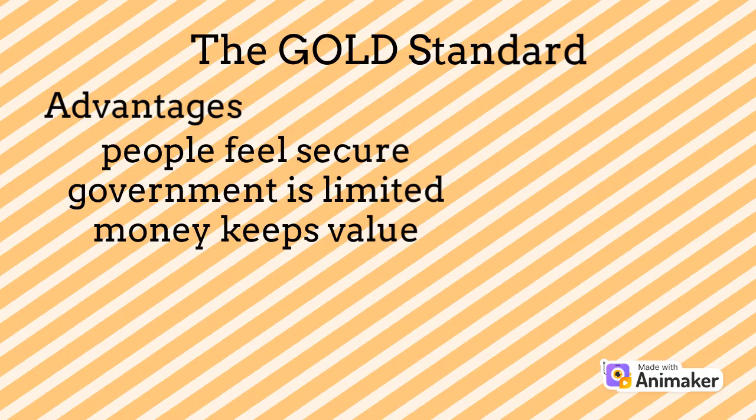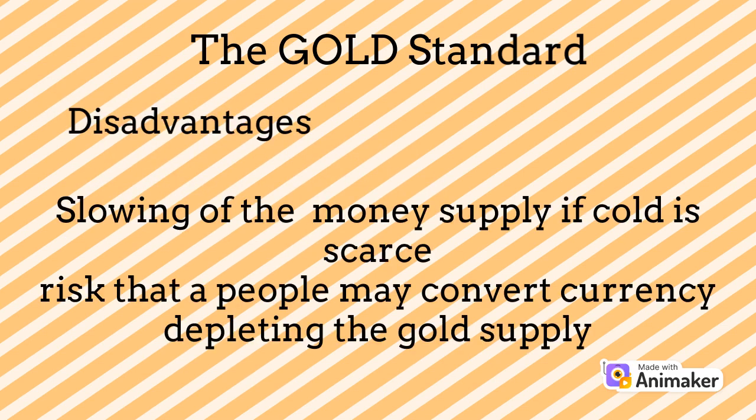Gold standard. The United States went on the gold standard in 1900, allowing people to exchange other federal currencies for gold. The advantages of a gold standard: people feel secure about currency, and the government does not create too much money, so the money keeps its value. Disadvantages of a gold standard: slowing of the money supply if gold is scarce, and the risk that people may convert their currency to gold, depleting the gold supply.